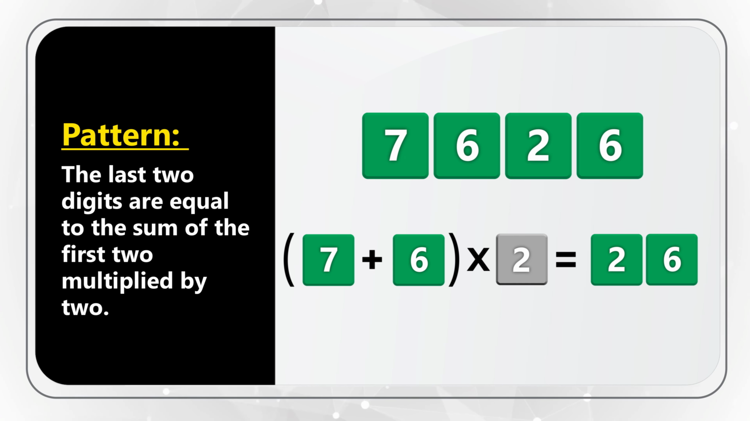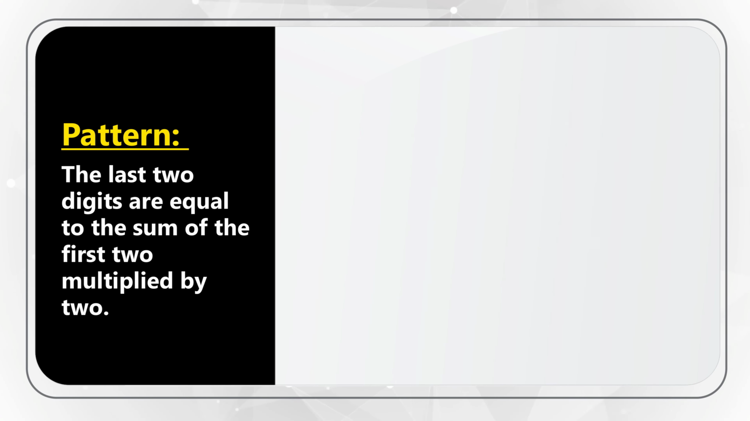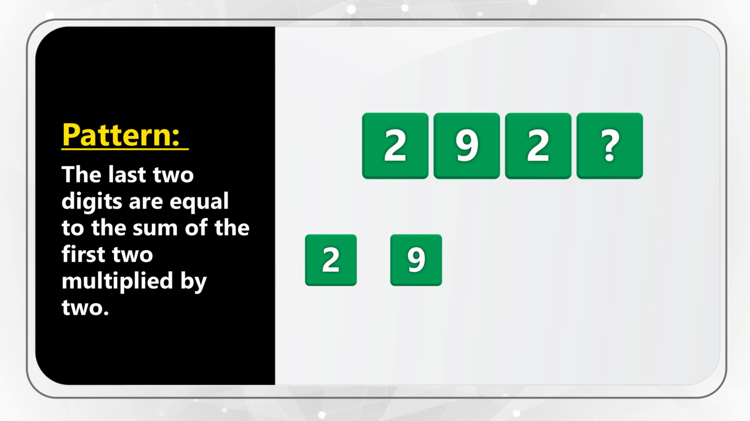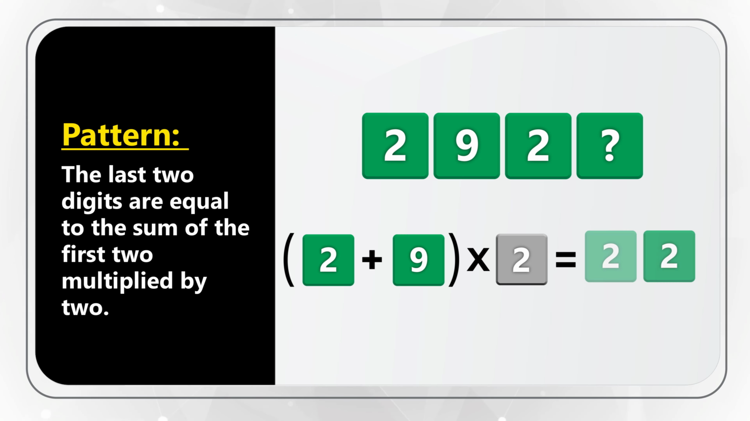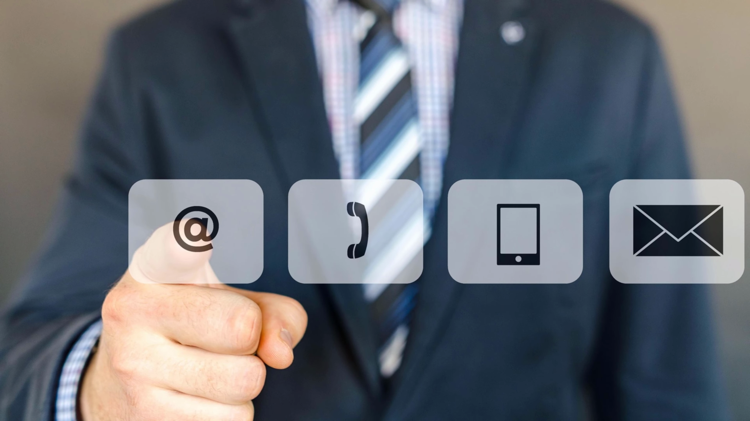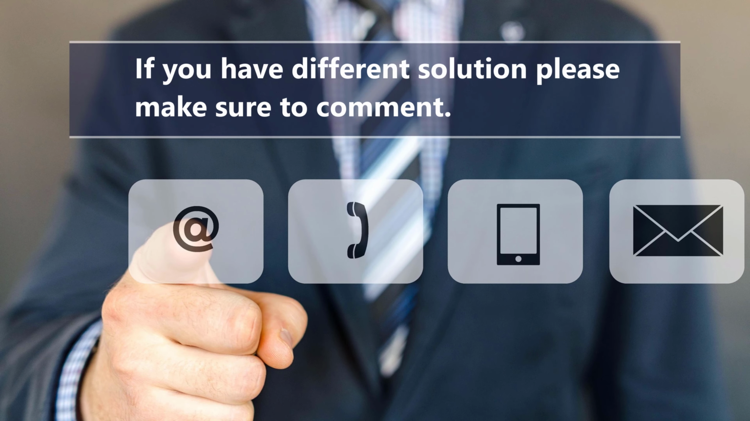So the missing number would be calculated as 2 plus 9 multiplied by 2 equals 22. So the correct answer here is choice A, 2. Did you get to the same answer? If you didn't, or maybe you got to a different answer, please make sure to post your version in comments.